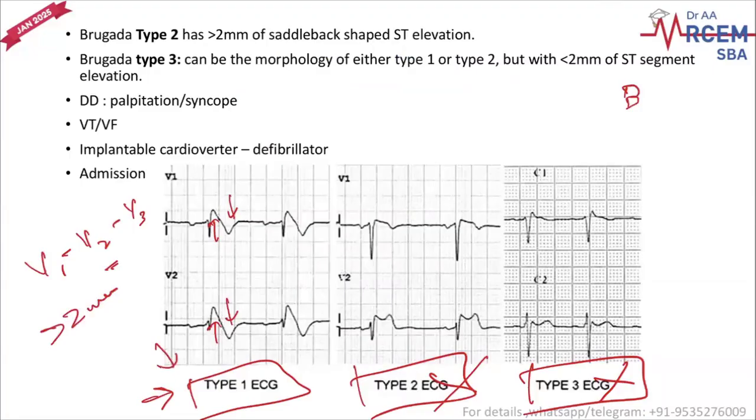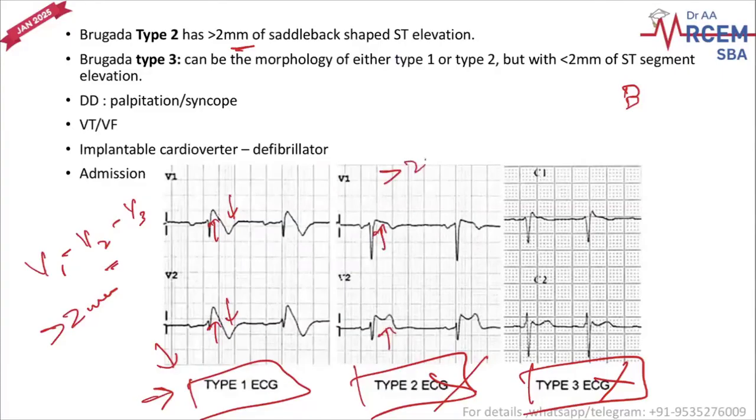What is type 2 Brugada syndrome? In type 2 Brugada syndrome, usually you will not be seeing T inversion. You are only seeing ST segment elevation, only a saddle kind of ST segment elevation that you are seeing here.